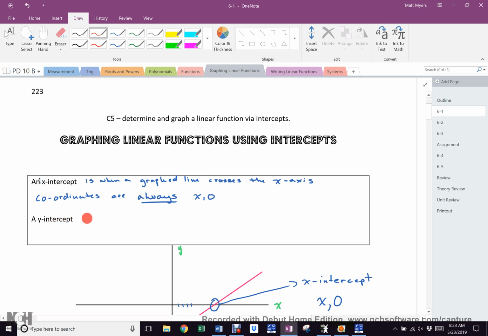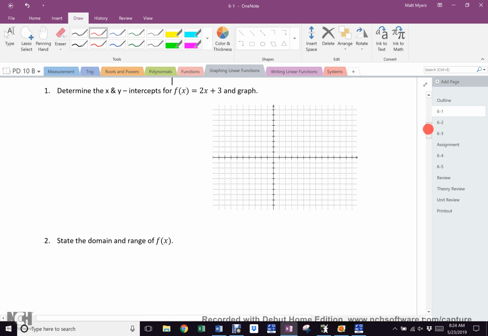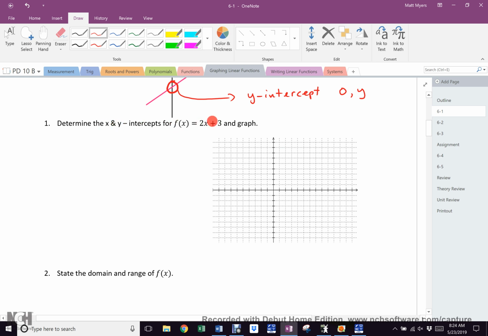Spectacular. Obviously, then a y-intercept is when a graphed line crosses the y-axis. Coordinates are always what? (0, y). Why are they (0, y)? X comes first, and every single dot on this line has an x coordinate of 0, and the y could be anything. Do we all understand this? Spectacular. Now, determine the x and y intercepts for this function and then graph it.